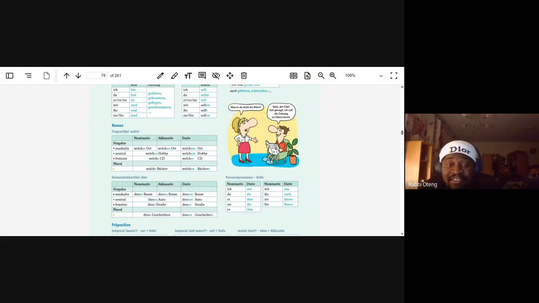Then ihr will be what? Euch in both accusative and dative. Then sie is ihnen. Okay, sie is ihnen.